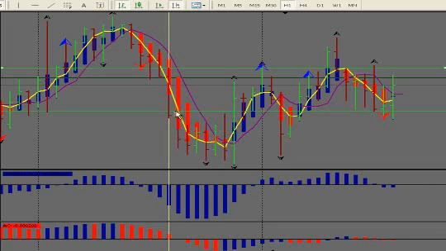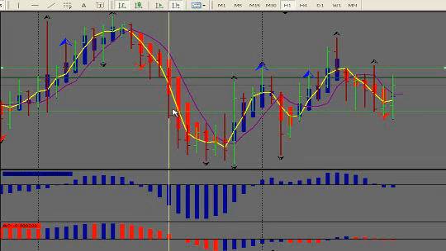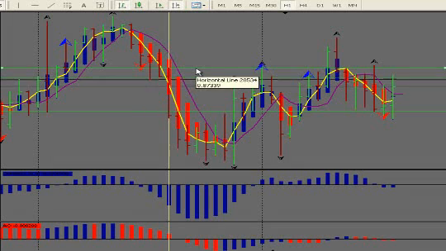Generally you can do it, this is a management decision. It can be 1 pip plus the spread. You can set it right on, but generally in that area is where you would manually set the bar. So now this one closes, and now you're locked in this amount of profit right here.